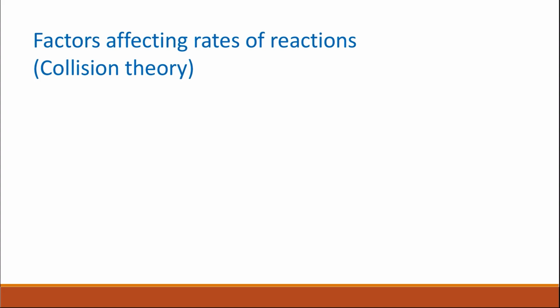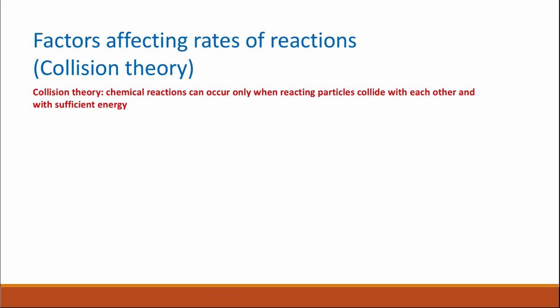First of all, for any chemical reaction to happen, you need the particles to collide with each other with sufficient energy. There's a theory called the collision theory, and it states that chemical reactions can occur only when reacting particles collide with each other and with sufficient energy.